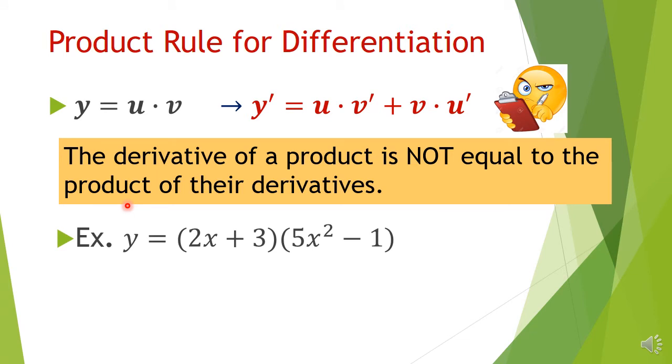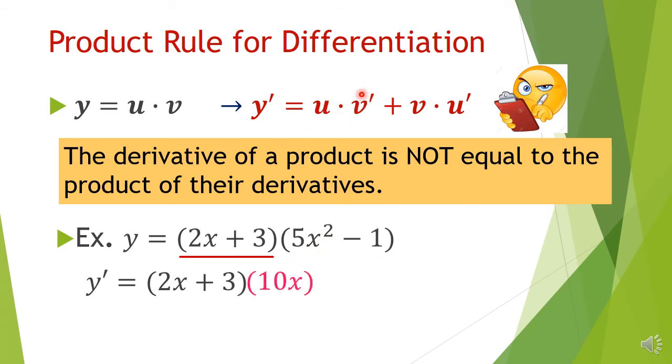For example, if we're given this one, this is a product. So, the shortcut I will teach is to get the individual derivatives first. So, for this one, this will be just 2 plus 0. So, the derivative of this will be just 2. But let's take that first. And then, differentiate this one. What's the derivative of 5x squared minus 1? This will be 10x. No? So, the derivative of this is 10x.